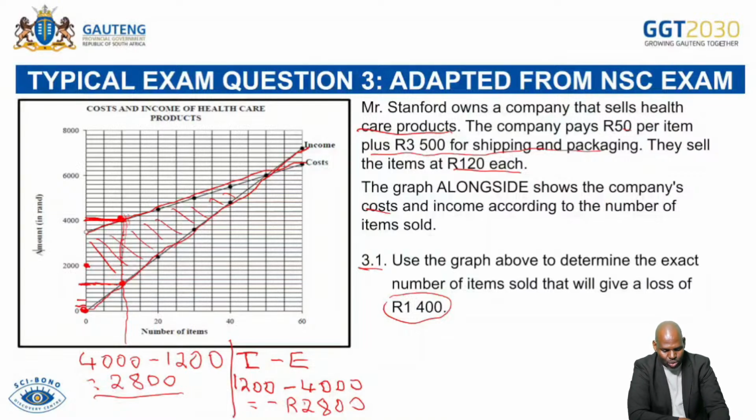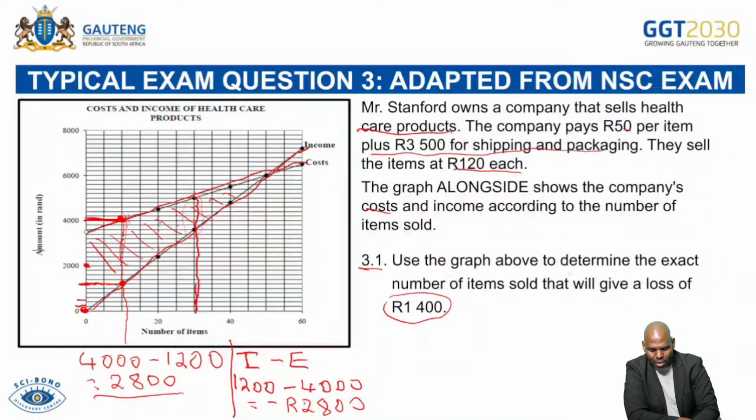If I check this one, I count 1, 2, 3, 4, 5, 6, 7, 8, 9, 10. So this one is 10, which means the difference there is 2,000. If I go to the next one, I say 1, 2, 3, 4, 5, 6, 7, 8, 9. So I get 1,800. If I go to this one, I say 1, 2, 3, 4, 5, 6, 7. Seven blocks will give me 1,400. So it is here where I'm going to get 1,400.